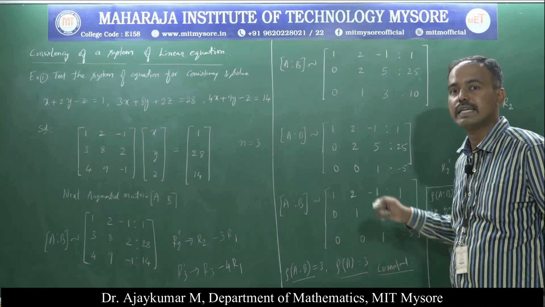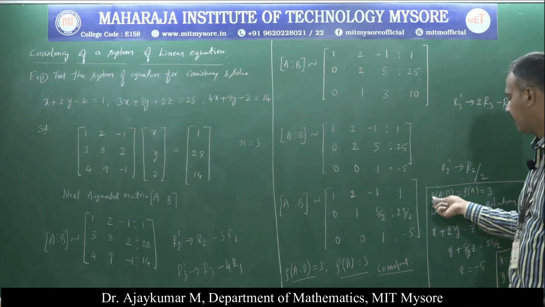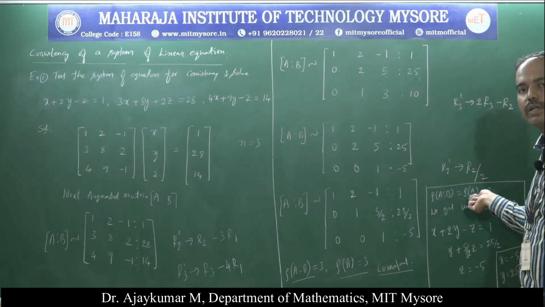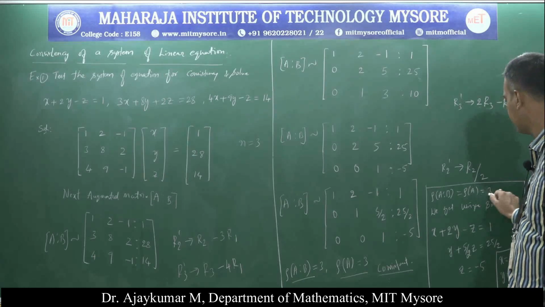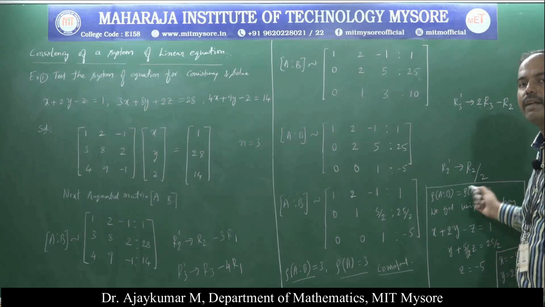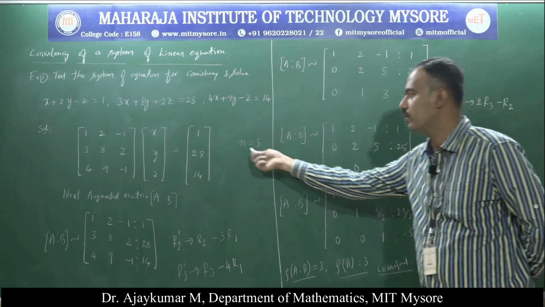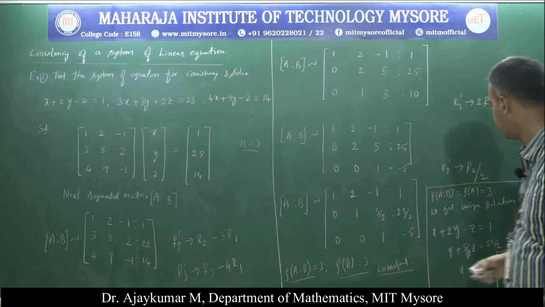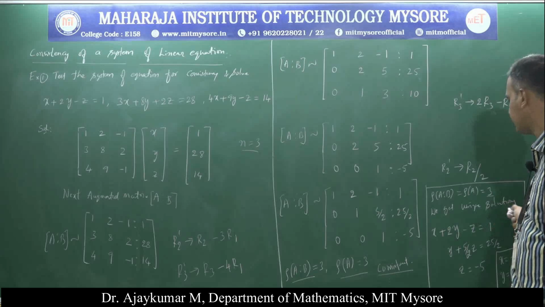Now we get solutions in such a way that, suppose the rank of the augmented matrix is equal to the rank of the coefficient matrix, and it is also equal to the n value. The n value means the 3 unknowns available, that's why n is 3 here. Now we get the unique solution.